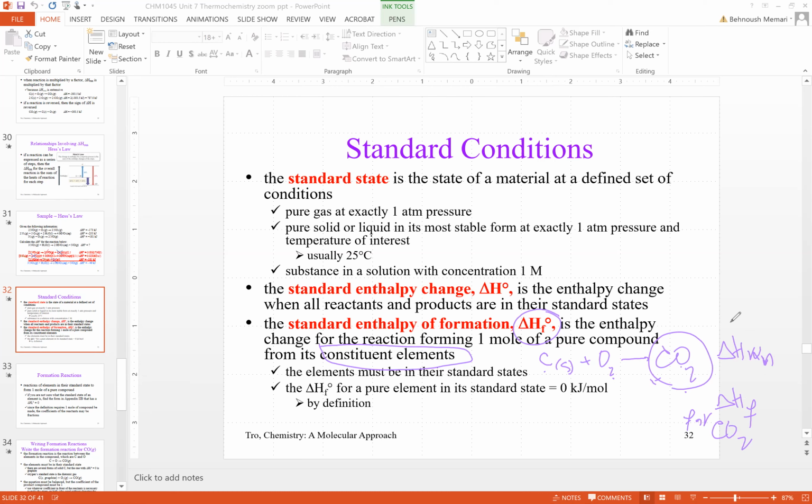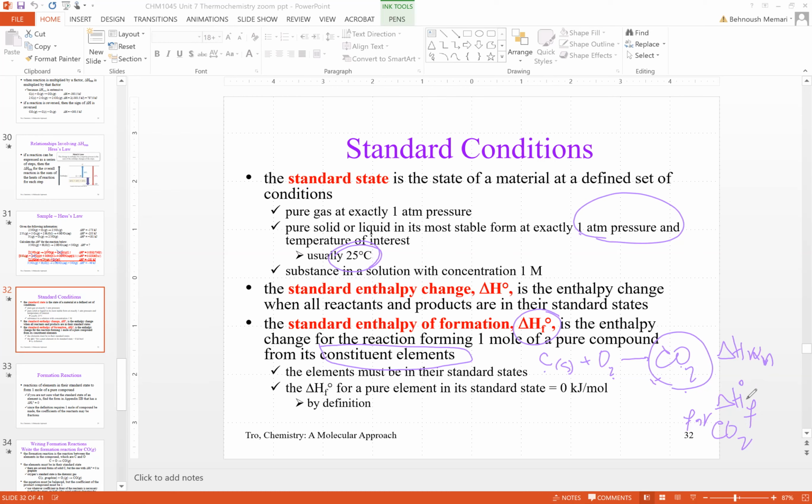Delta H formation can be at the standard condition. The standard condition is 25 degrees Celsius and 1 atm pressure. And if you put the standard sign, it is the standard delta H formation of a compound from its elements. Delta H formation or standard delta H formation for a compound is given in tables. Those values are available to you.